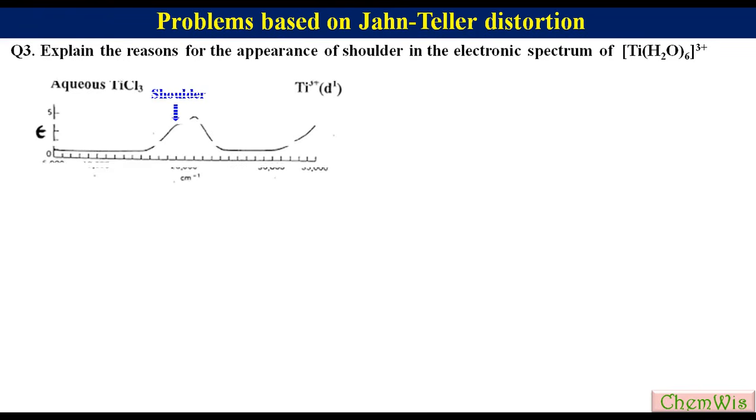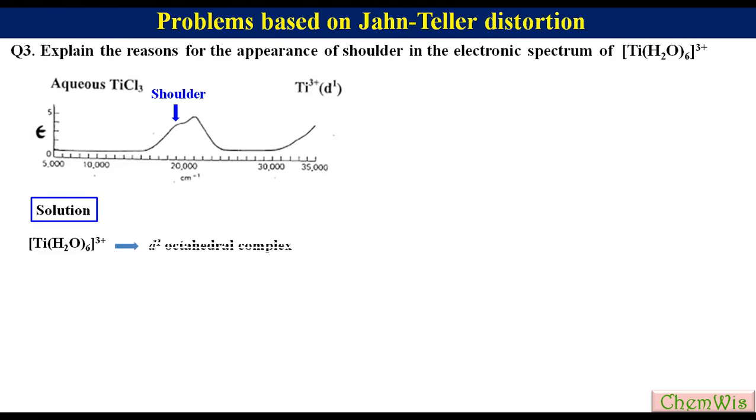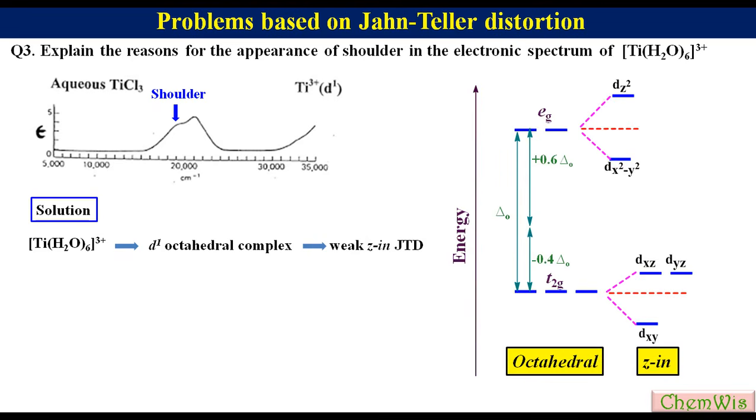Question number 3. Explain the reasons for the appearance of a shoulder in the electronic spectrum of [Ti(H2O)6]3+. We know that [Ti(H2O)6]3+ is a d1 octahedral complex that undergoes a weak Z-in Jahn-Teller distortion. The d orbital splitting diagram due to Z-in distortion can be drawn like this. There is one d electron, so it will reside in dxy in the ground state.